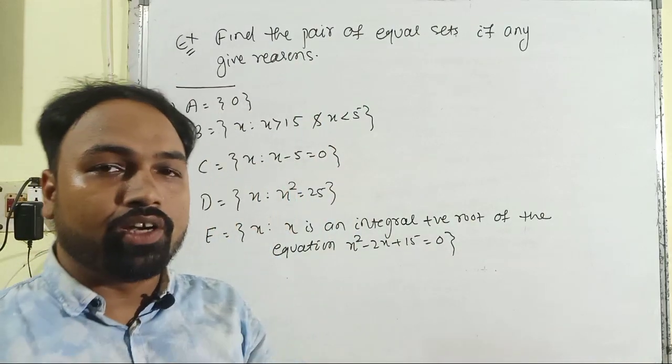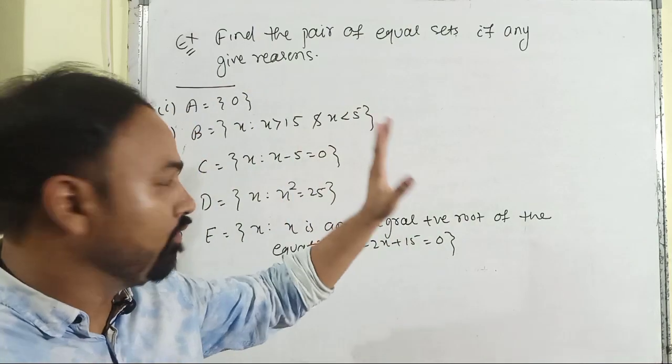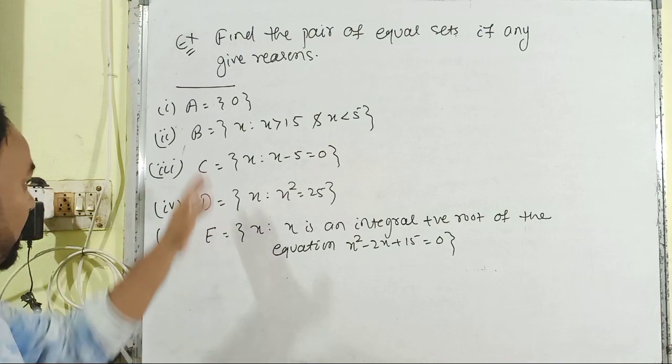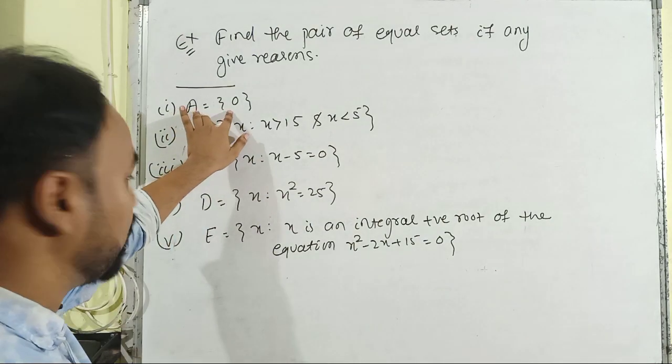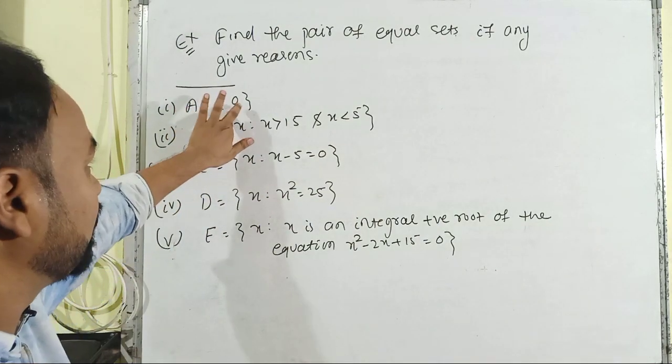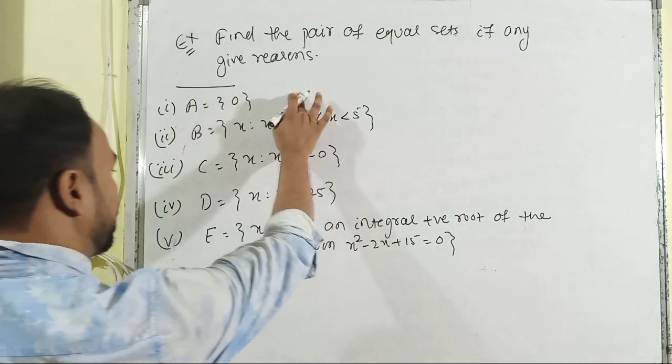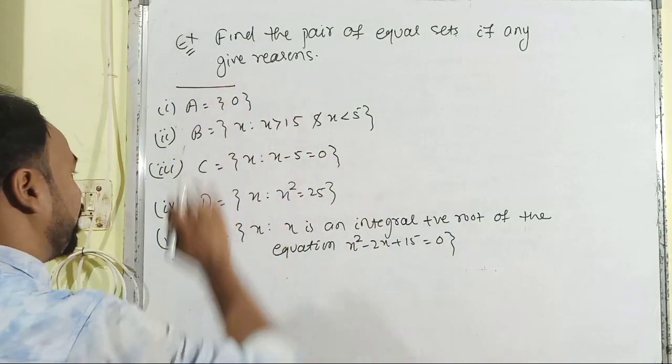That means we have to find out the equal sets present out of the 5 sets. And the first set is here, A, a set containing the element 0. That means a single element is present in the first set. So it is a singleton set, and the answer has been given already.